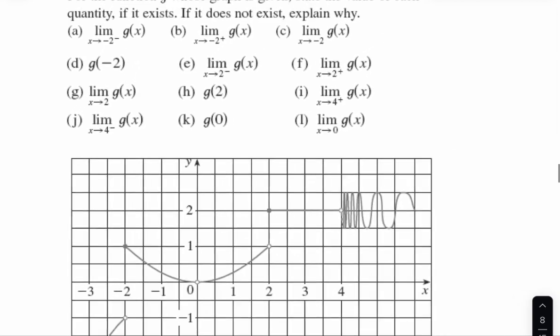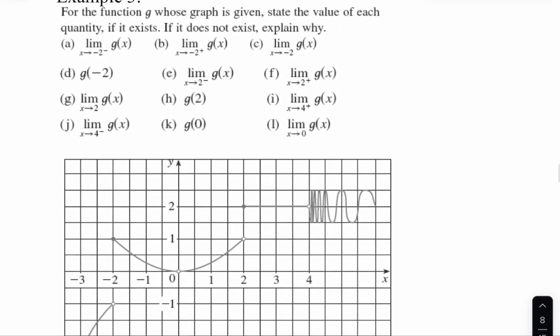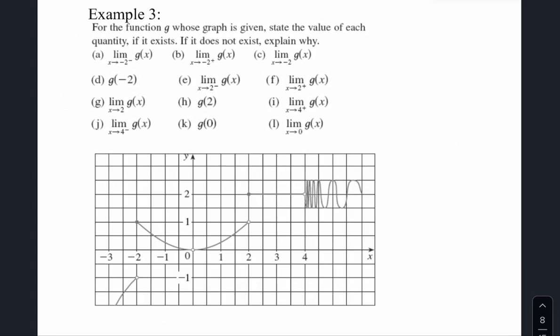Now let's look at example 3. We have lots of them to do here. We're just going to take one at a time. You will notice that A, B, C, and D are all focusing on an x value of negative 2. So let's focus on these ones together. All of those are using an x value of negative 2.